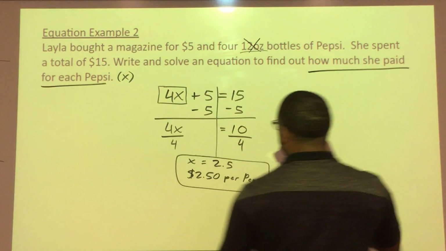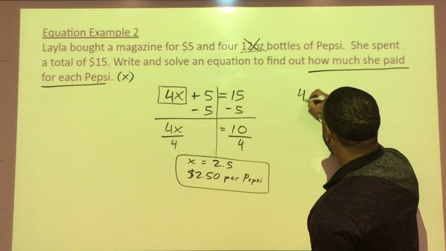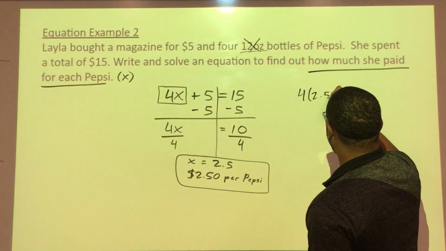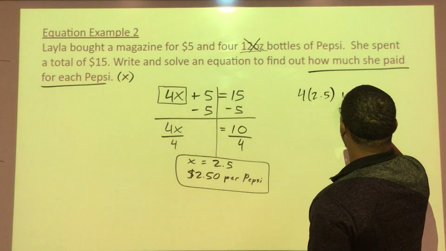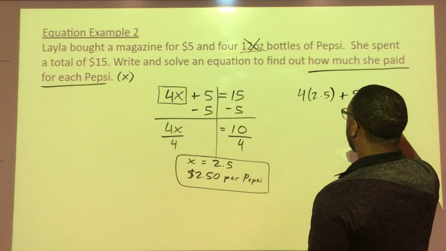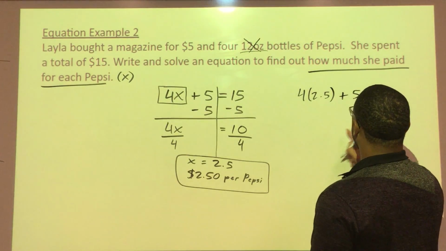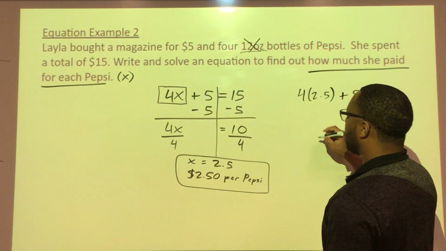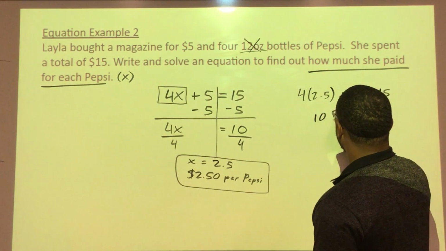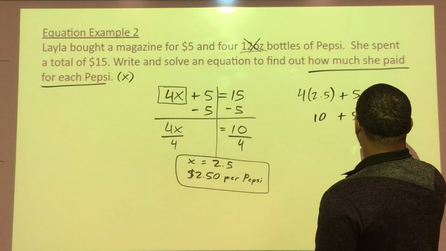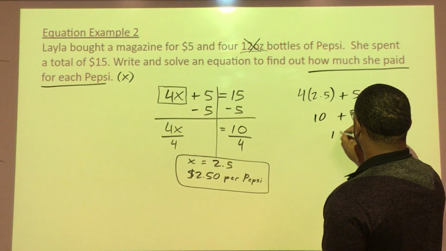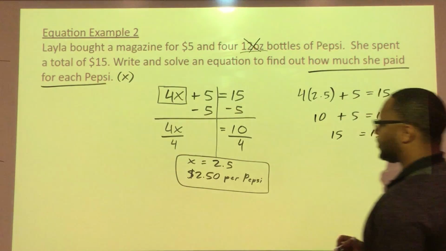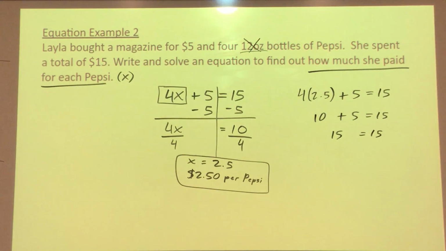And then always double check. Write the original equation, but this time instead of x, write 2.5. 4 times 2.5 plus 5, and see, do you get 15? 4 times 2.5 is 10. And then 10 plus 5 is 15. 15 equals 15. So that is again how I know I solved it correctly.